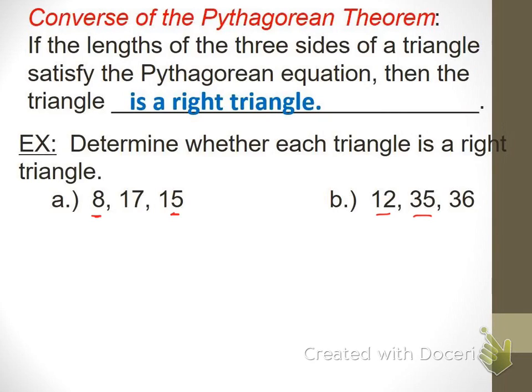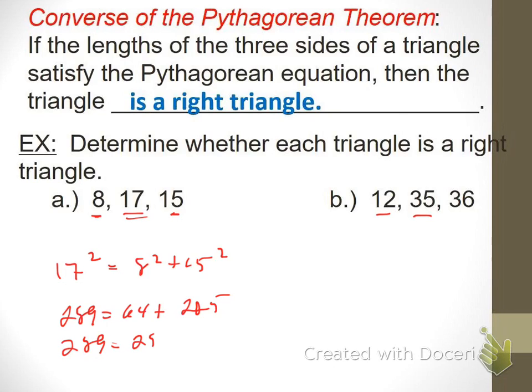Okay, so to check, if this is going to make a right triangle, then the hypotenuse has to be the longest side. So that means that the 17 would have to be the hypotenuse and therefore be the guy that goes by itself in the Pythagorean equation. Right? So if you set this up, you get this, and then you get 289 equals 289. So yes, this is a right triangle.